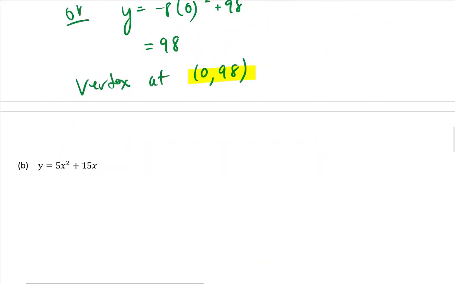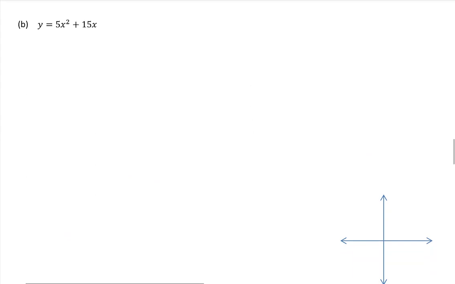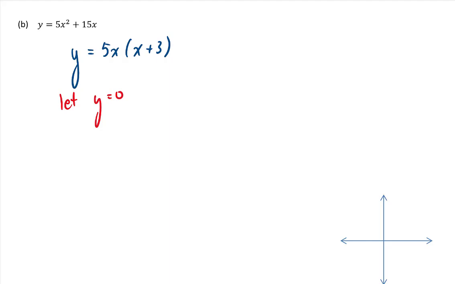Let's try a couple more. B, 5x squared plus 15x. Remember, common factor first. If I take out a 5x, notice I'm left with x plus 3. And I don't need to go any further with the factoring because I now have all my x's with an exponent or a degree of 1. So I can go right to finding the zeros. So I'm going to let y equal 0. So we get 0 equals 5x, bracket x plus 3.